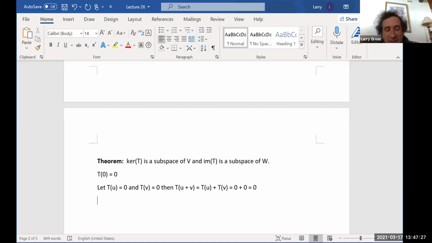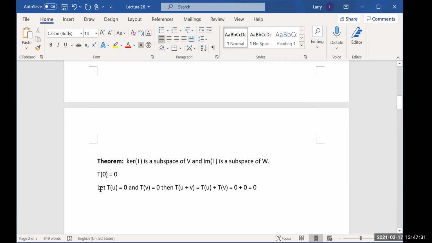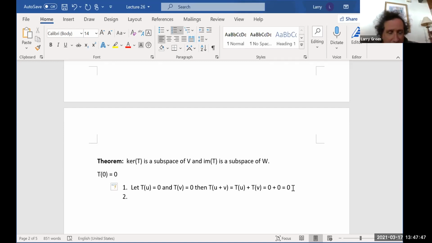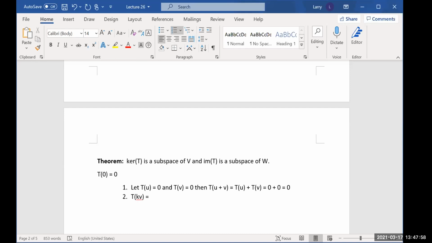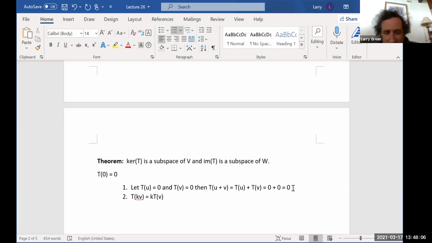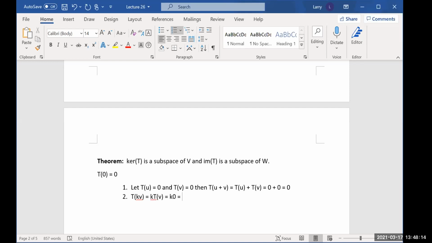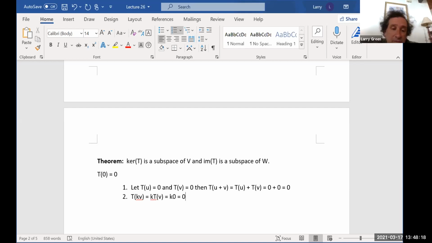Okay, what do I have to do for number 2? Still in the kernel of T, even multiplied by a scalar. So now we want to say T of kV, and I'm hoping for 0, but what can I do? It's a linear transformation: k times T of V. That's part of being a linear transformation. But that is equal to k times 0. What's k times 0? 0, and I'm done. So that's the whole proof. Any questions on the proof for the kernel?